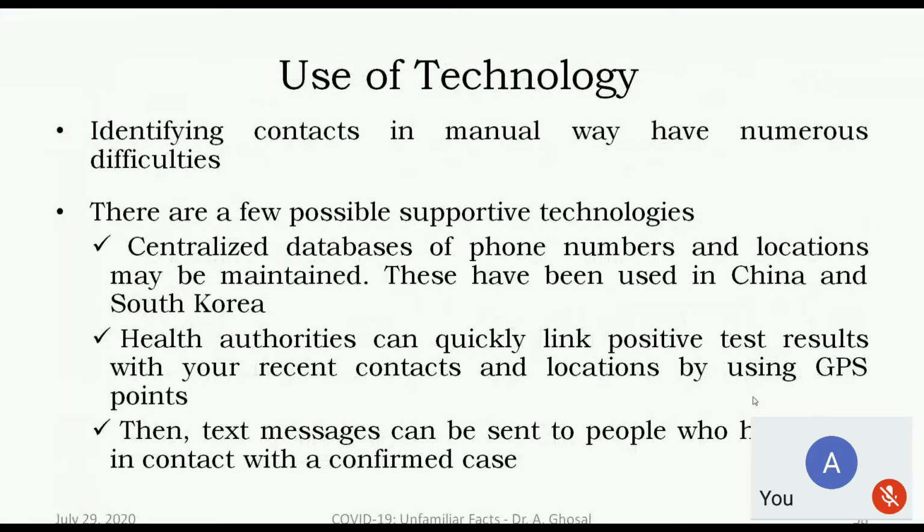Another use of technology is that you can maintain a centralized database containing phone numbers and maybe locations. China and South Korea have done this. Health authorities can quickly link a positive test result with your recent contacts, meaning those who were exposed, and through GPS they can track their movements.